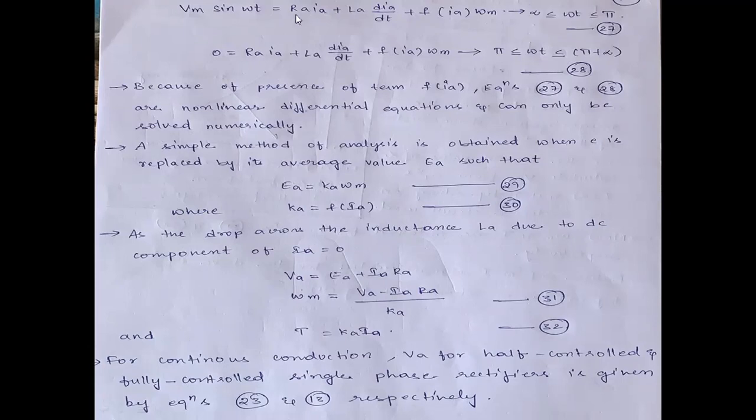For the duty interval, Vm sin omega t is equal to Ra Ia plus La dia by dt plus F of Ia into omega m, from limits alpha to pi. The sine wave is equal to the sum of the voltages. In the freewheeling interval there is no source voltage, so it is 0, and the remaining terms are the same: Ia Ra plus La dia by dt plus function of Ia into omega m. This interval is from pi to pi plus alpha. These are the 27th and 28th equations.